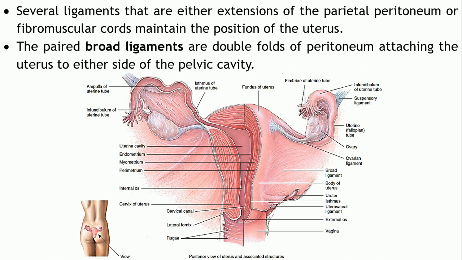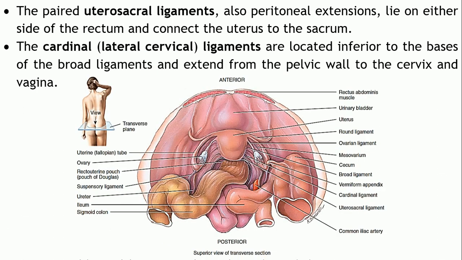Now this uterus is held in position by a number of ligaments. These ligaments are nothing but folds of the peritoneum which hold the uterus in place so that it maintains its position. Coming to the different ligaments, the first one is the paired broad ligament. There are two, as you can see. It is the fold of the peritoneum which attaches the uterus on either side to the pelvic cavity laterally.